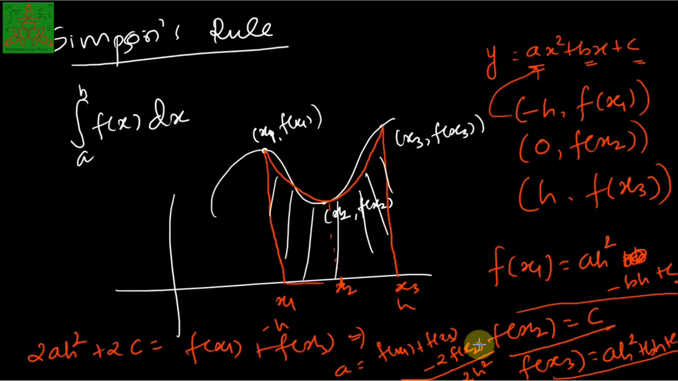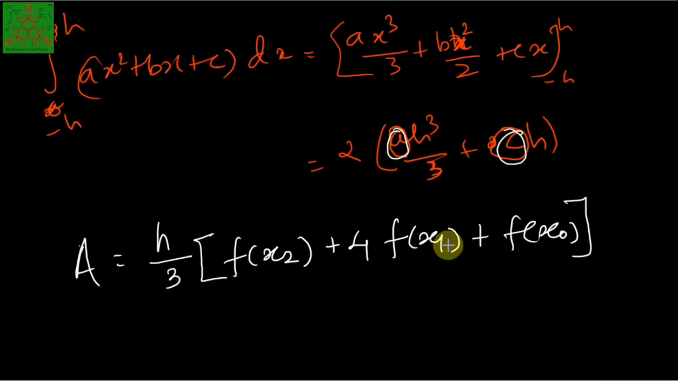Value of a is this, and value of c if I substitute here and simplify, then this integral is simplified into this form, and this is actually known as Simpson's 1/3 rule. If you substitute this value, in this manner.